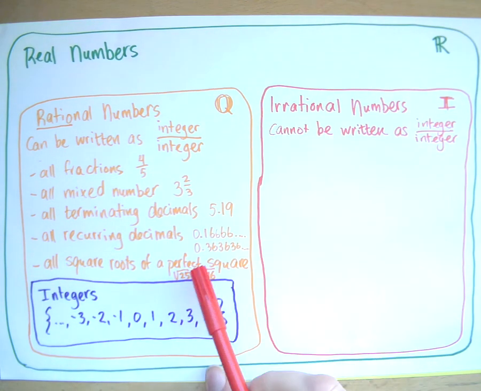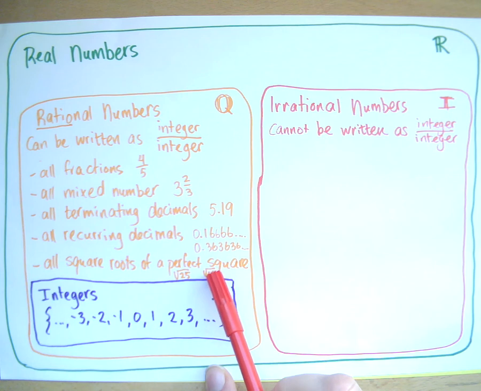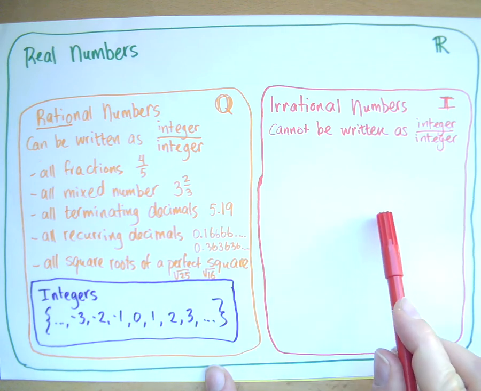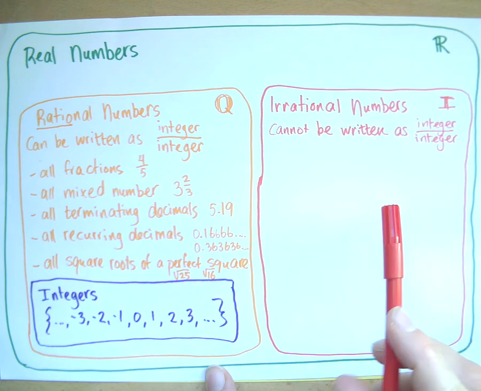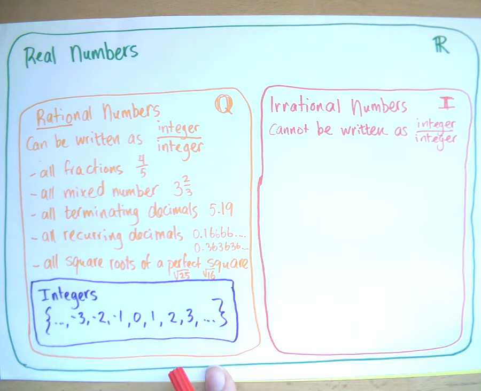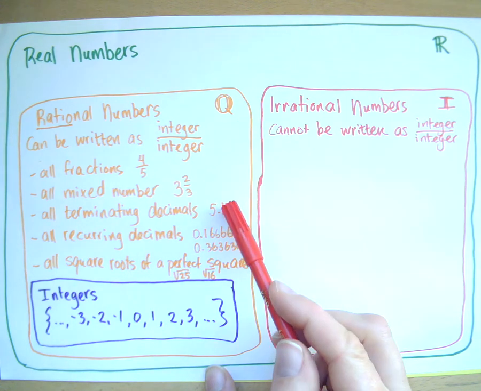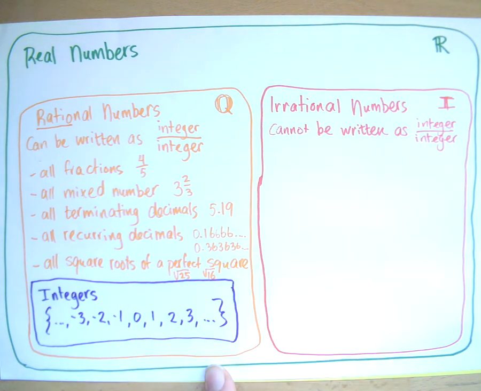But whenever the number under the square root sign is not a perfect square, it's automatically an irrational number. It's not going to be a repeating decimal, recurring decimal. It's not going to be a terminating decimal. All right? So what is left?